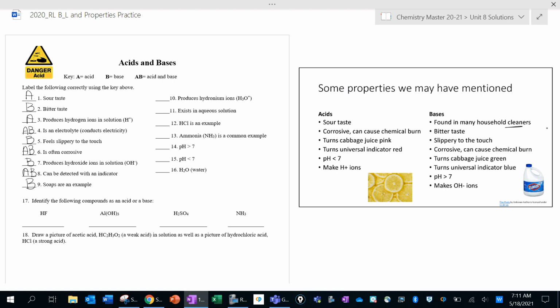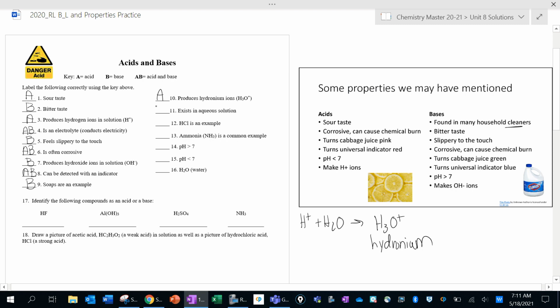Another definition of acids, we say that acids make hydrogen ions. And when you stick a hydrogen ion in water, they actually stick together and form this thing right here, H3O+, which we call hydronium. So that's another way we can describe these hydrogen ions, is we can call them hydronium ions. So that's another way of thinking about what acids do.